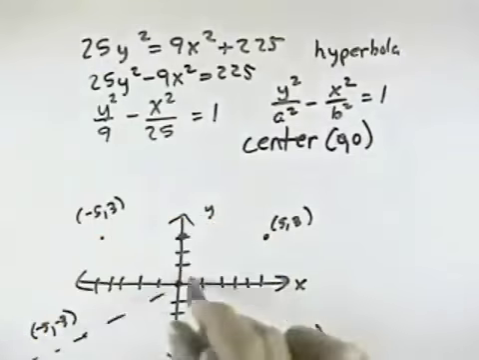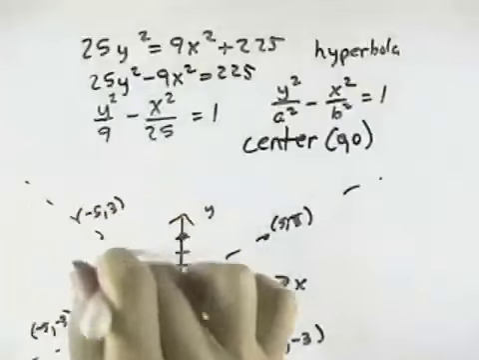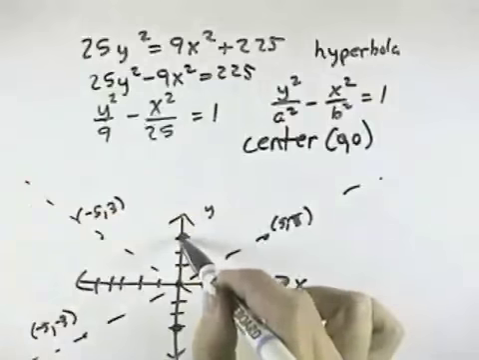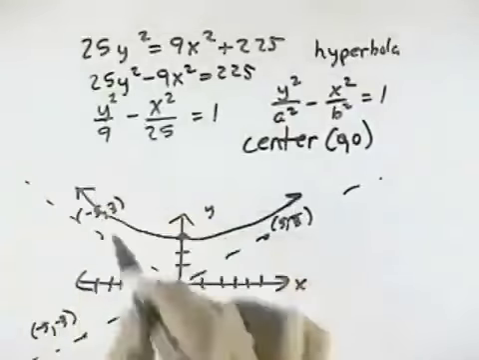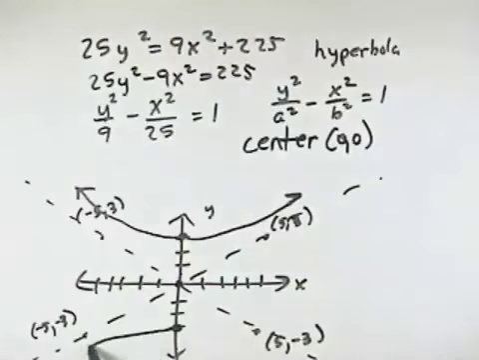If we draw our asymptotes through those points, we can get the width of our hyperbola. So it's going to be a very wide hyperbola going from these vertices and approaching the asymptotes in each direction.